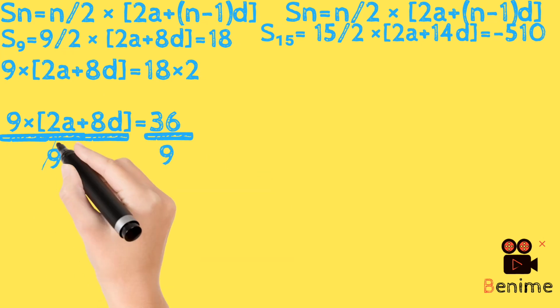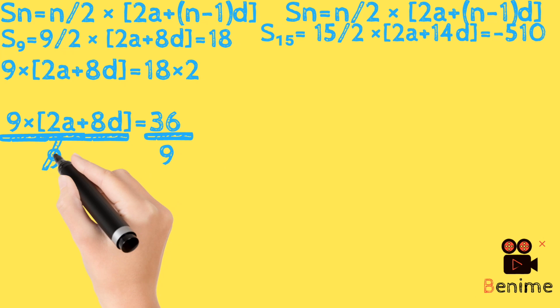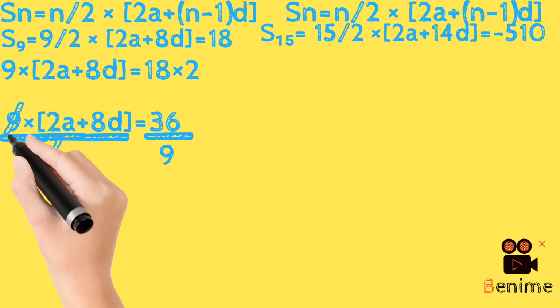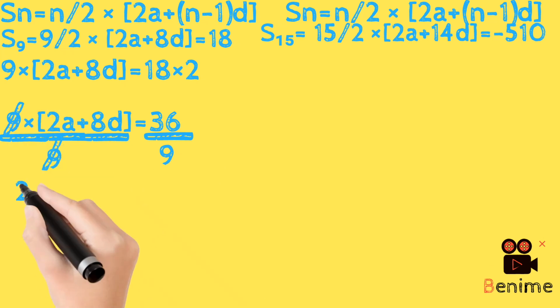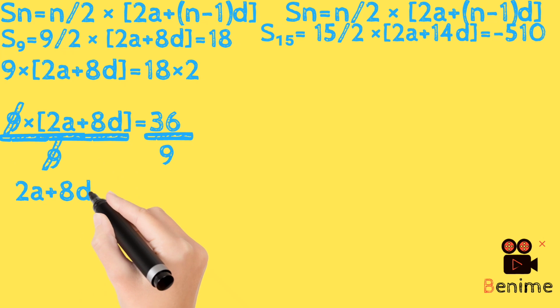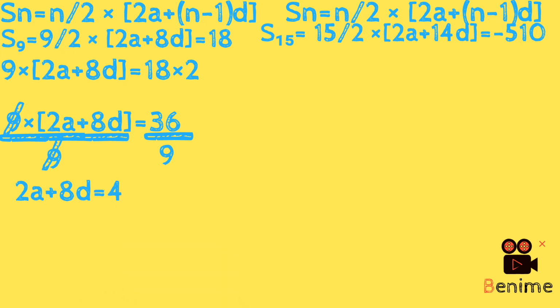Now I can divide both sides by 9. That 9 outside the bracket, I can divide both sides by that 9. So when I divide both sides by 9, 9 will cancel 9 on the left hand side, and I'm left with only 2a plus 8d equal to 36 over 9. 36 over 9 is 4. So I have 2a plus 8d is equal to 4.